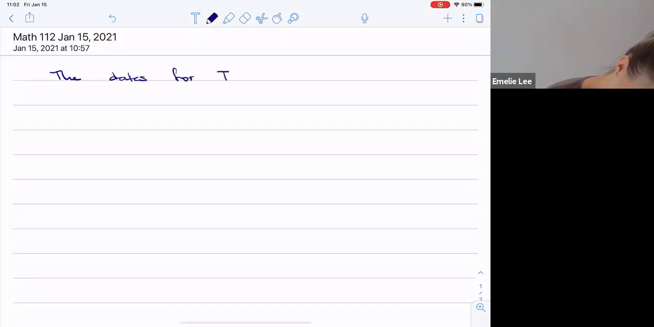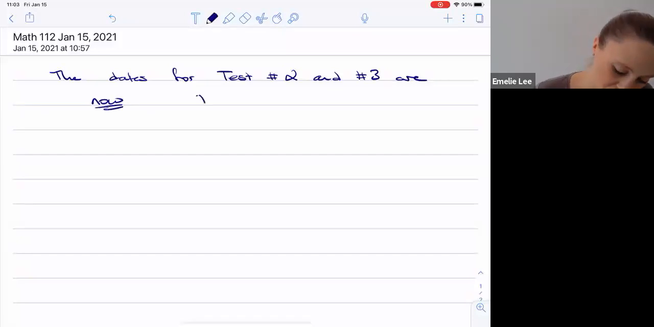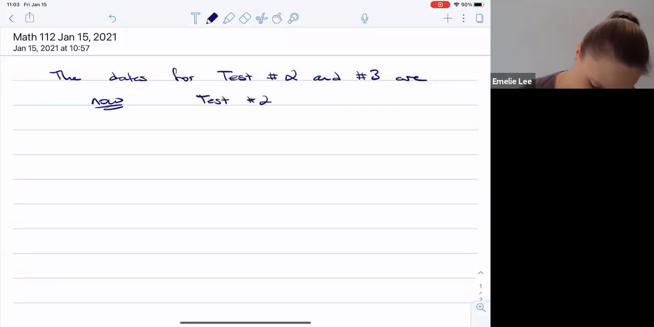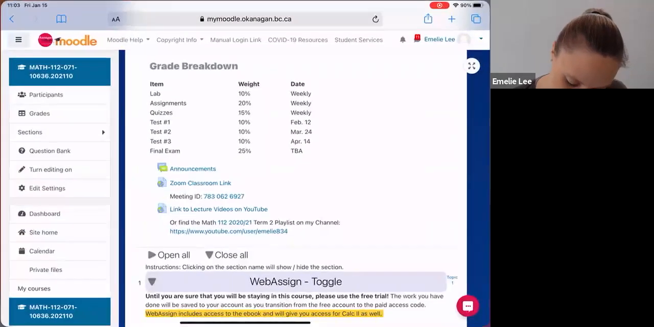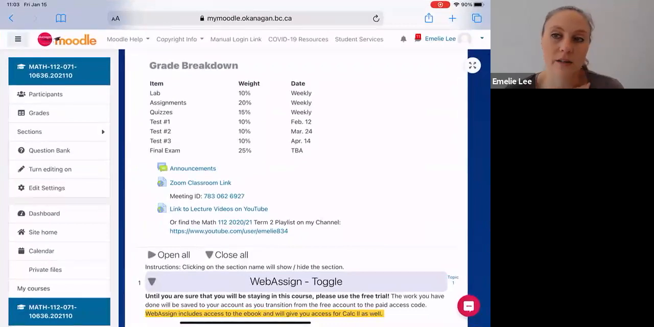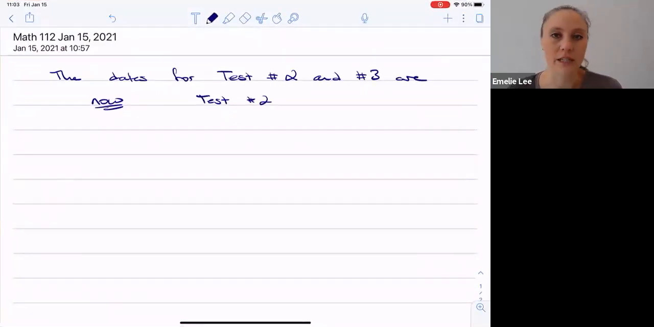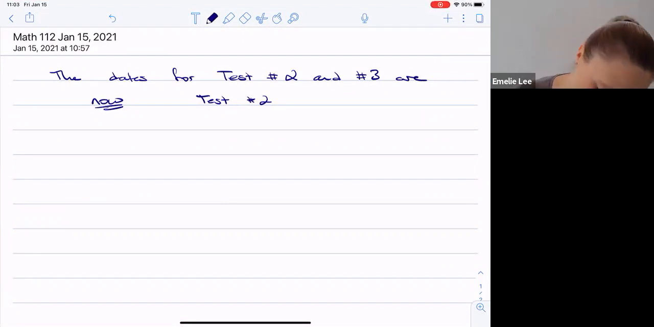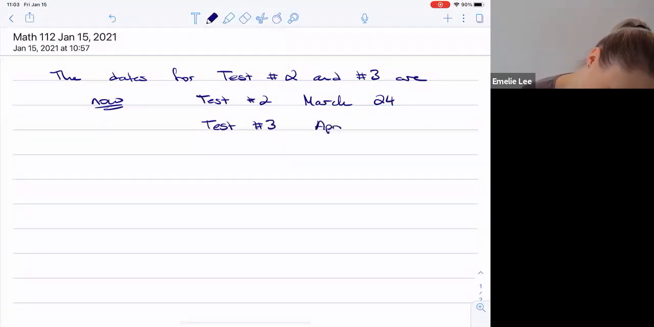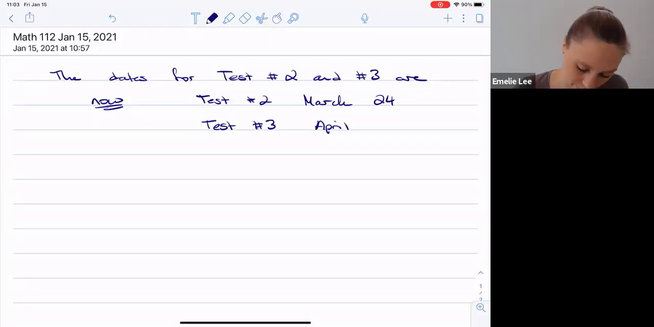The dates for test number 2 and number 3 are now: test number 2 is on March, I want to say 24th. So I did update it on the Moodle page, March 24th and April 14th. So just make sure that if you put it in a calendar or something, you update that. March 24th and test number 3, April, I want to say the 14th.